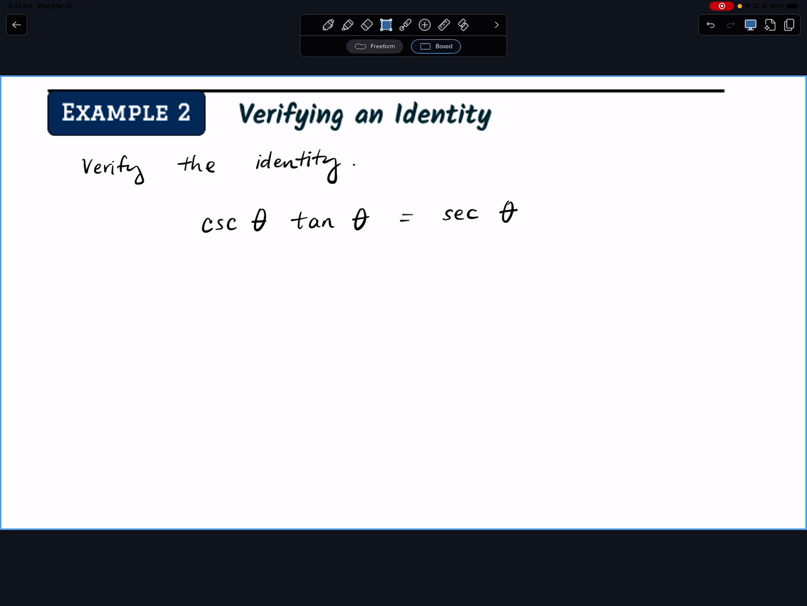All right, so let's say we have no idea what to do. Shout out to my homie professor. What did he say to do? Convert everything to sines and cosines. What is cosecant the same as? 1 over sine. So I'm going to change this first term to 1 over sine theta. How could I write tangent using sines and cosines? Sine over cosine.